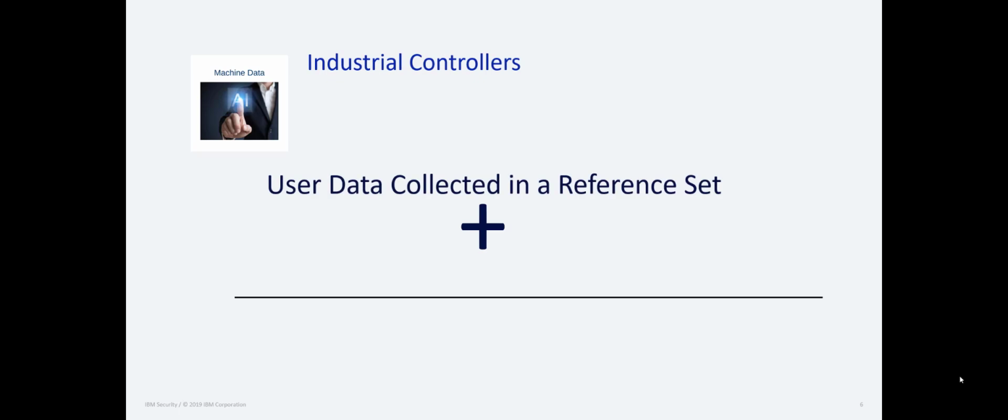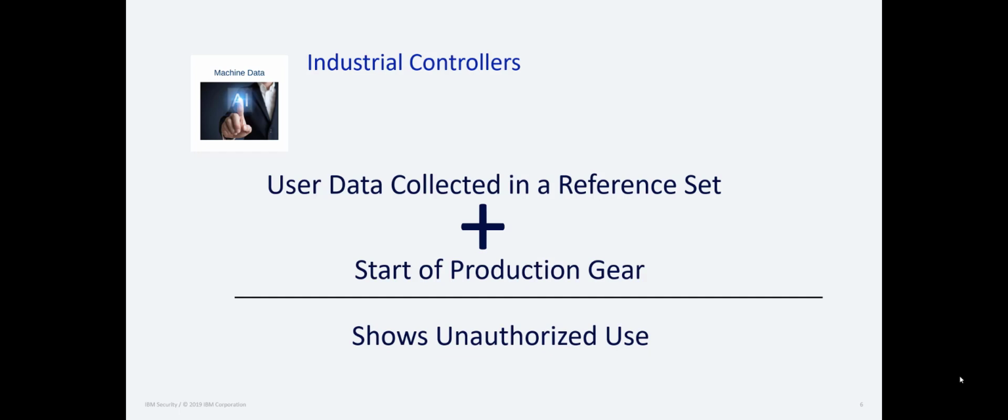Let's take a look at industrial controllers. If I take user data in a reference set, I have users that are allowed to use the big industrial gear, the rubber mixer, the fractal distillation guns, the fender painters. I put those users in a reference set in QRadar, and I have the start time of production gear starting. If production gear is starting and someone that's not authorized is using it, this is a problem, and you should check that out. Maybe someone didn't log in properly, but maybe you've got someone using a $1 million piece of equipment that should not be using it.